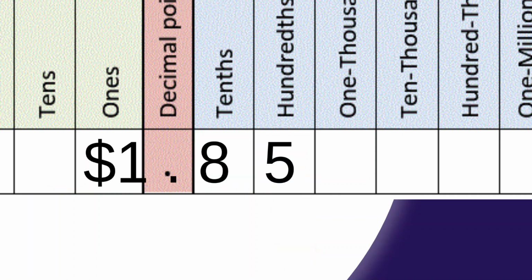Let's say that I have $1.85. In this case, I would have $1 bill and 8 dimes and 5 pennies. I'd have 1 and 8 tenths and 5 hundredths. Or I could say I'd have $1 and 85 hundredths.